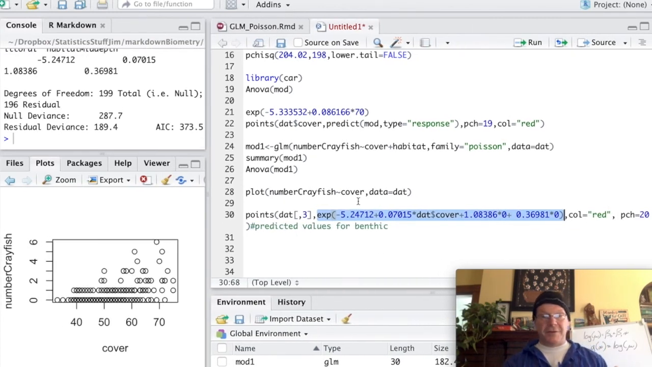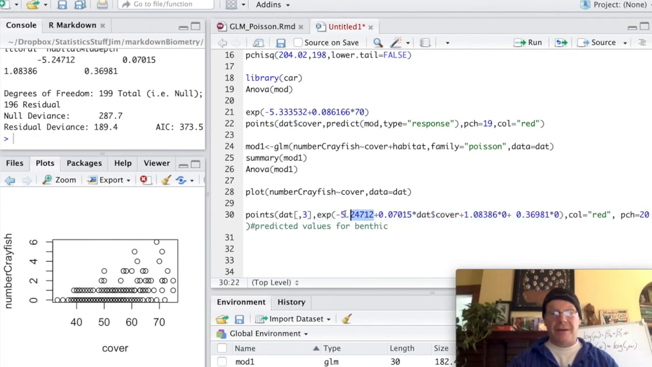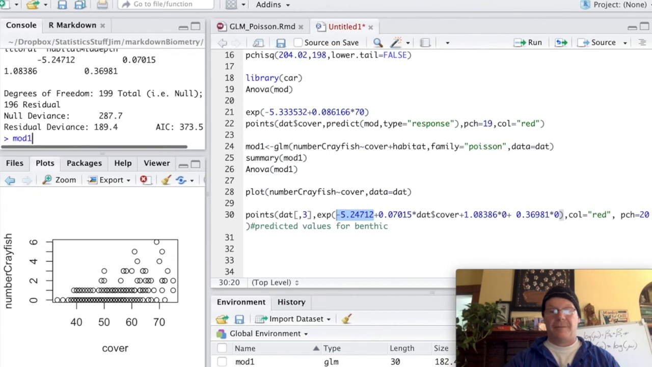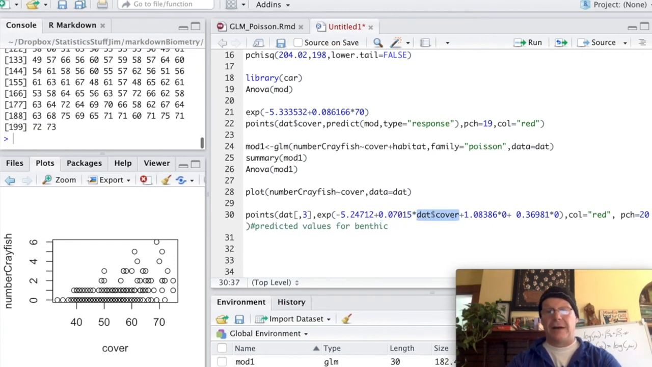It's going to be exponentiated because we're dealing here with this log link function, but everybody gets the intercept. There is the parameter estimate for cover, and everybody's got cover, so we're going to add to that the slope for that times the amount of cover that was actually present. And again, the amount of cover is just that third column, which are all these different values right here.